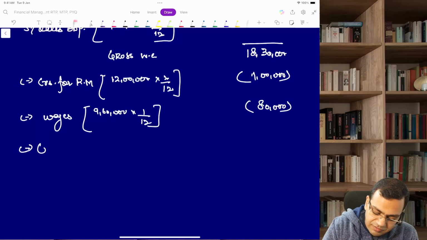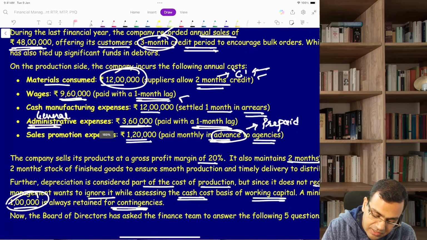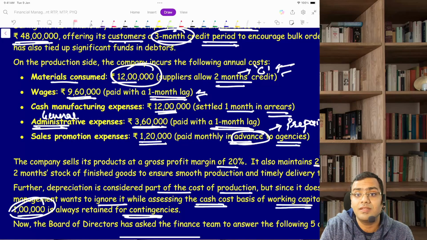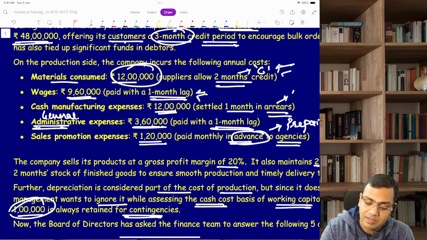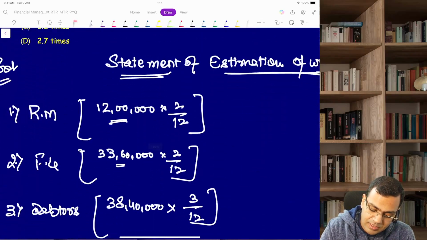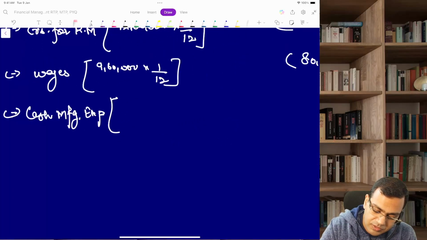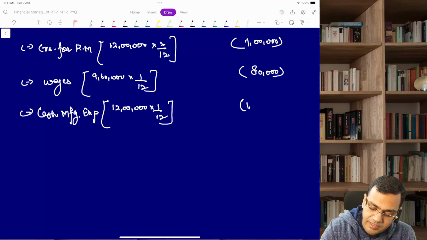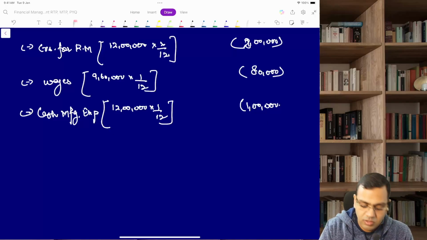After that, cash manufacturing expenses, are we going to subtract that? Yes, sir, because cash manufacturing expenses are also paid in the lag. 1 month lag period, cash manufacturing expenses 12 lakh settled 1 month in the arrears. Again, arrears means the lag period. So 12 lakh, 1 month lag period multiplied by 1 by 12, that is 1 lakh rupees again to be subtracted here. Sorry, creditors for raw material will be 2 lakh, not 1 lakh.